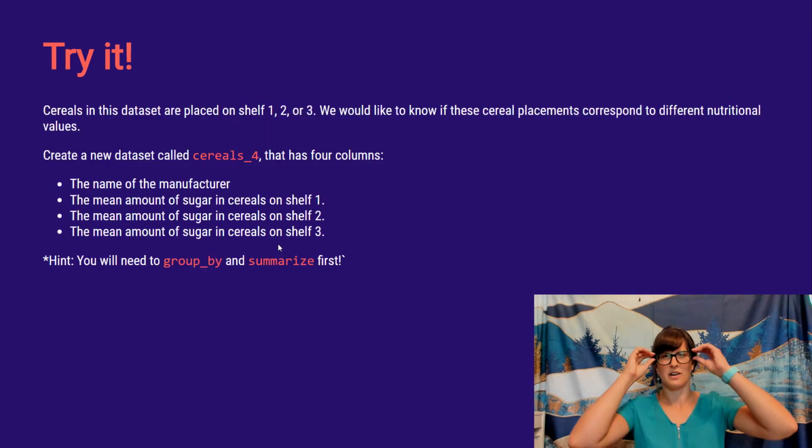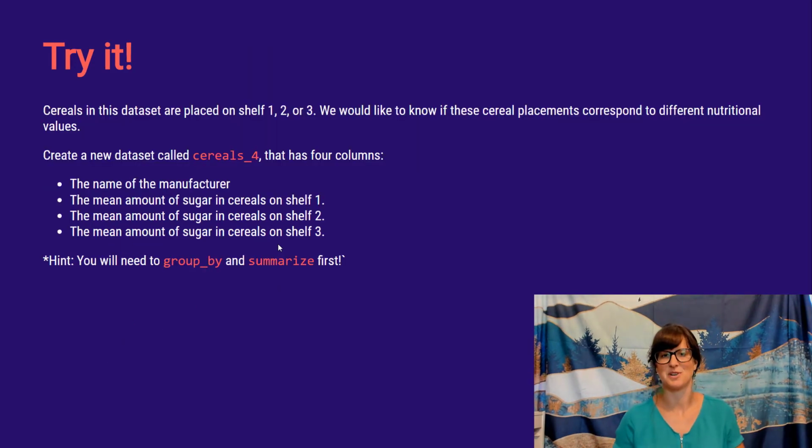So let's try this out on some data where pivoting wider makes a little more sense than the penguins data. In your cereals data set, you have a variable that tells you which shelf that cereal was placed on, 1, 2, or 3. And I'm interested to know, do these cereal placements correspond to different nutritional values? For example, maybe a very sugary cereal that's marketed towards children might be placed on a lower shelf so the kids will see it. So I want you to make a new data set. We'll call it very creatively Cereals 4.